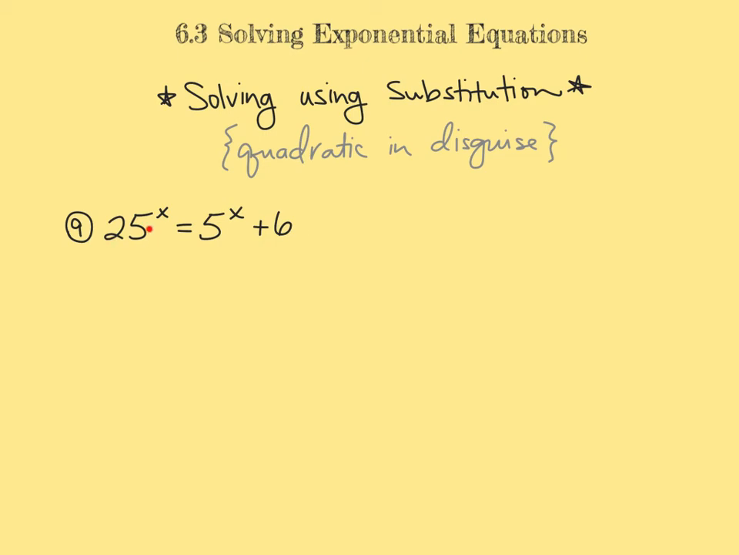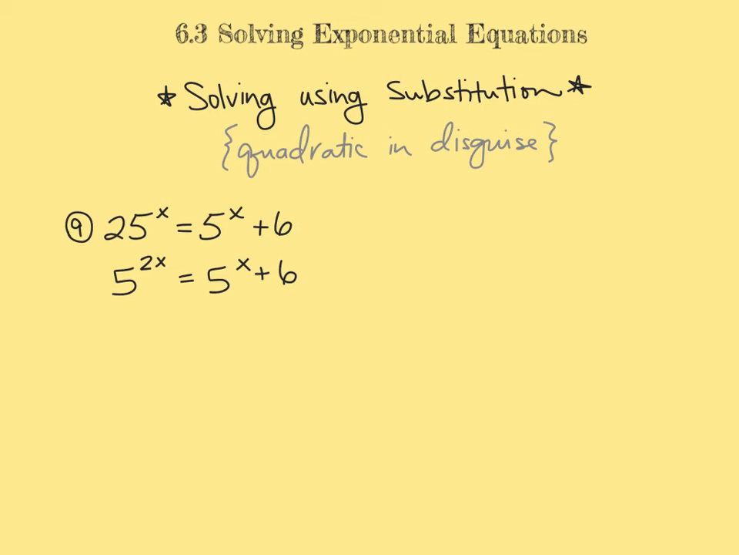Luckily, we see that both of our powers here can be written with a base of 5. So I'm going to rewrite 25 as 5 squared, and then we also have the x up there, so it's 5 to the 2x. This is an alternate way of writing 25 to the x as 5 to the 2x. Then we still have equals 5 to the x plus 6. Now, I wrote this as a quadratic in disguise, because we have something squared, something to the first, and then a constant term. That looks like a quadratic trinomial.